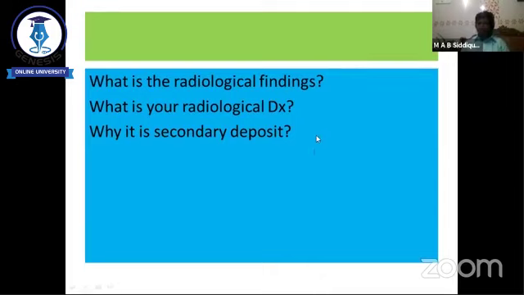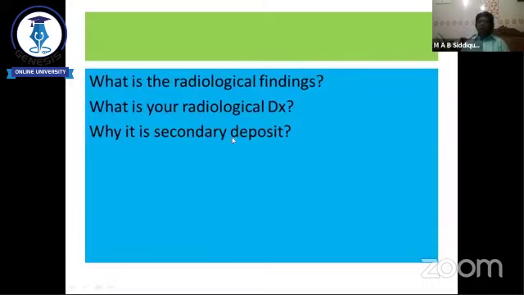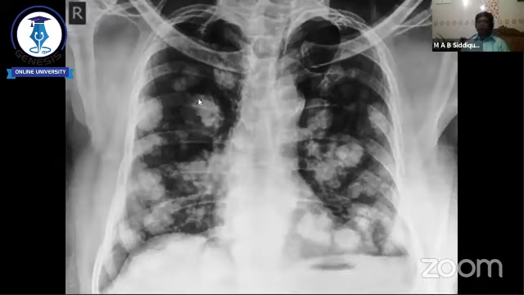What is your radiological diagnosis? Radiological diagnosis: secondary metastatic deposits. Why is it secondary deposits? Because primary lung disease is usually single in number. In primary lung disease there may be more than one, but not several in both lung fields occupying the area with a round or cannonball appearance. So this is the cause of the secondary deposits.